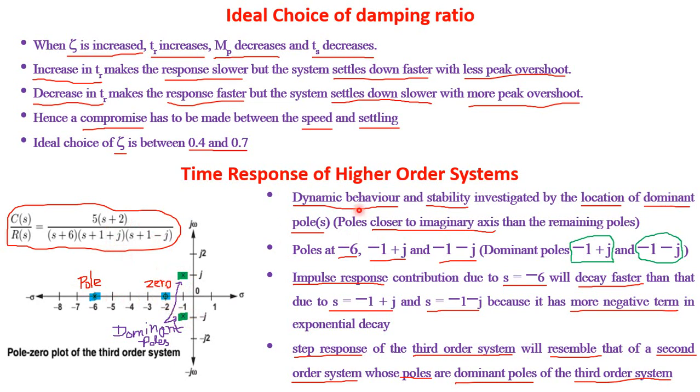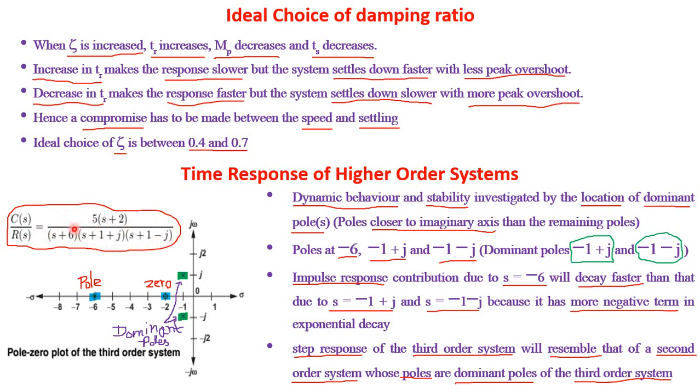So the dynamic behavior and stability depend on the location of the dominant poles. See here, these two poles are dominant poles. They only decide the time response. Why do we say -1 plus j and -1 minus j are dominant poles? Because if we take the impulse response, C of s is simply this divided by this. After partial fraction expansion, we get probably a1 by s plus 6, a2 by s plus 1 plus j, a3 by s plus 1 minus j.